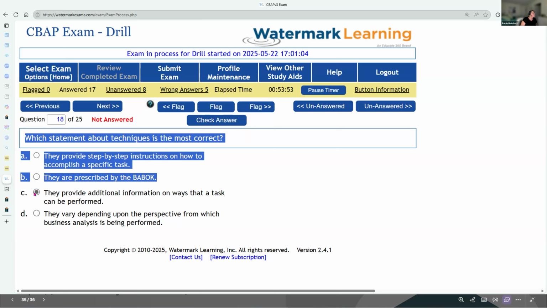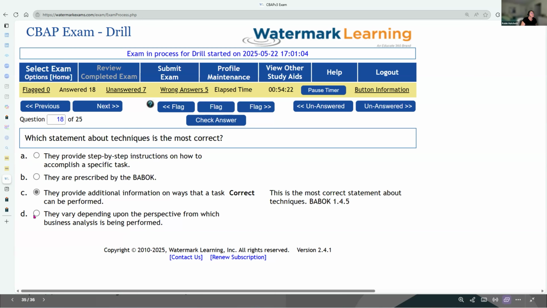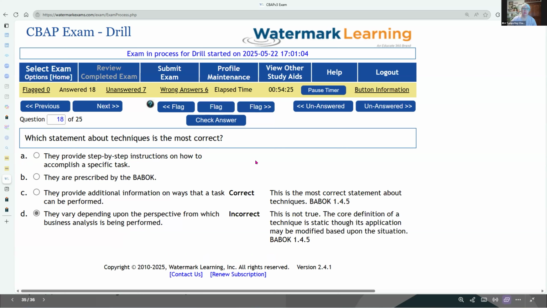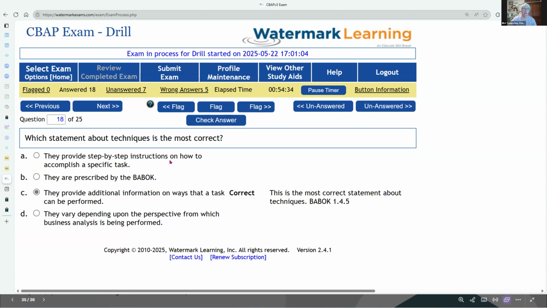Why do you like C? I was gonna say C. Because for me, a technique is more of a way of doing something than a perspective of the business analysis itself being performed. This one seems to be talking about the technique, and this one seems to be more focused on the perspective. Right. All agree? Let's test it. Business analyst. This is the most correct statement about techniques. Let's see what it says about D. This is not true. The core definition of a technique is static through its application and may be modified based upon the situation. C is correct.